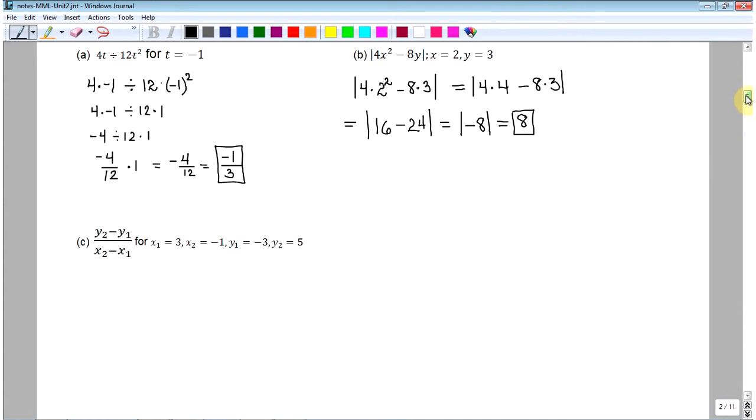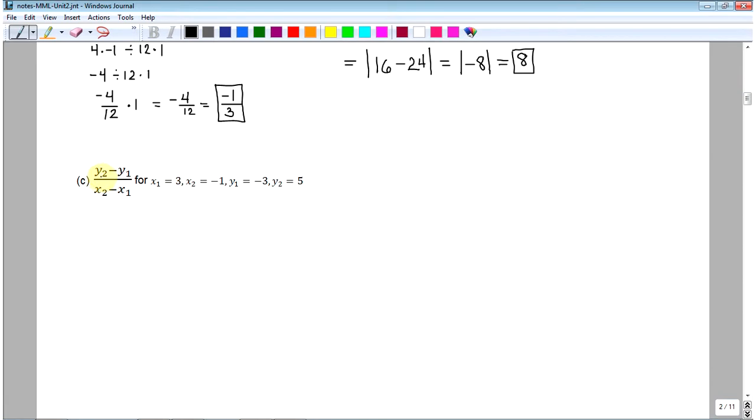In our last example, we want to evaluate this expression, and we have these values for x sub 1, x sub 2, y sub 1, and y sub 2. So in the numerator, we're starting with y sub 2, which is 5, minus y sub 1, which is negative 3, divided by x sub 2, which is negative 1, minus x sub 1, which is 3.